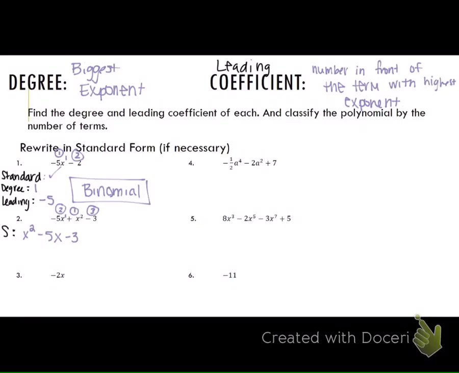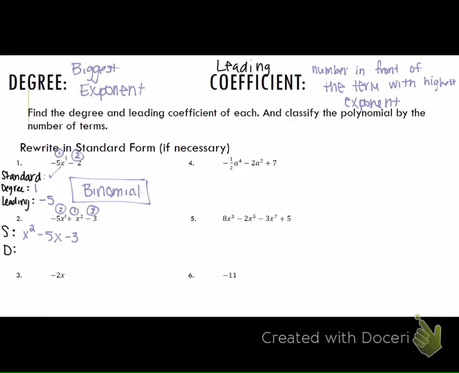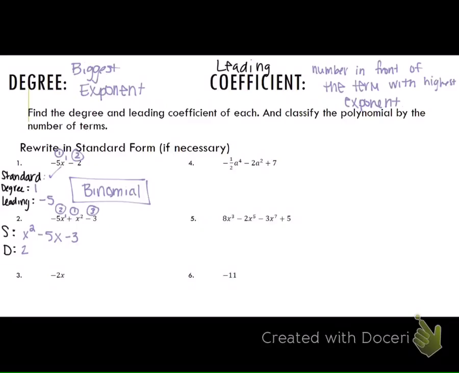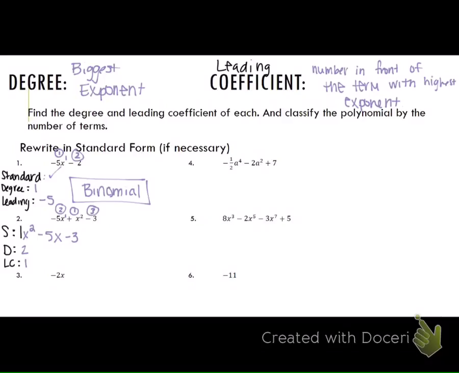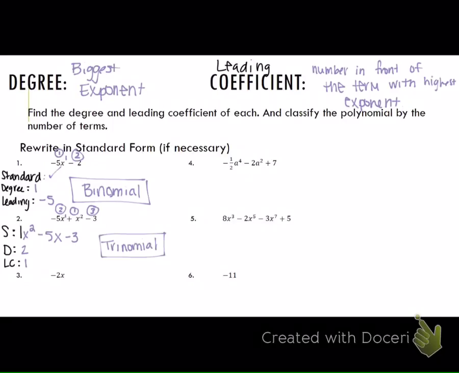The degree is 2. Yeah, just one second. So the degree is what, Kobe? 2, because the highest exponent is a 2. The leading coefficient, Cameron, is? There is a 1 in front of it, even though it's not there. So our leading coefficient is 1. And Devin, how would we classify this? It has 3 terms, so it's a trinomial. Very good. If there's nothing in front of the term, it has a 1.